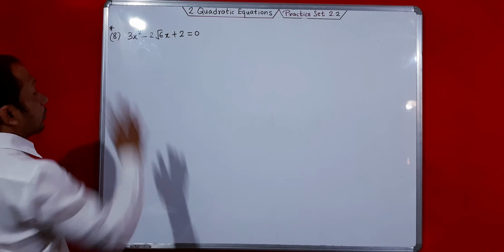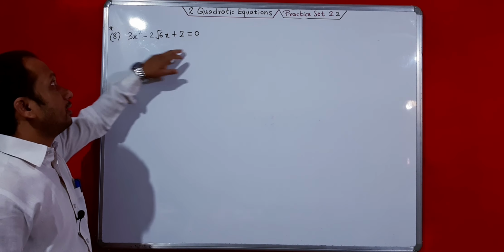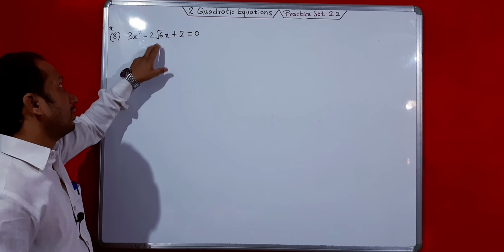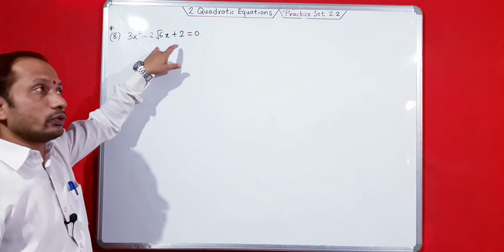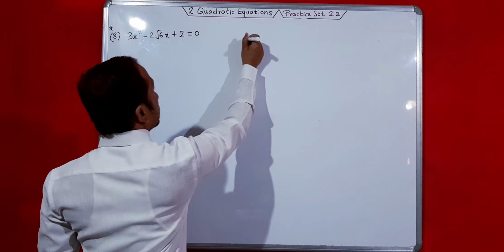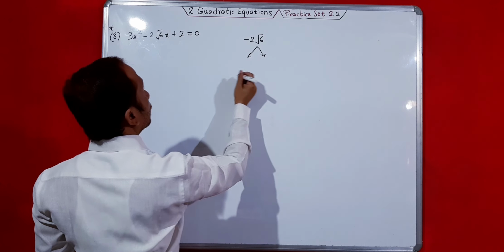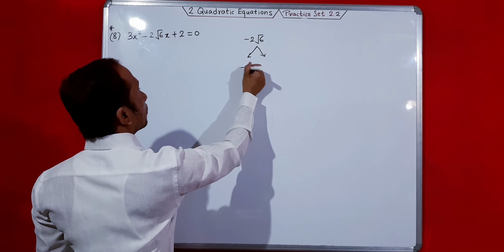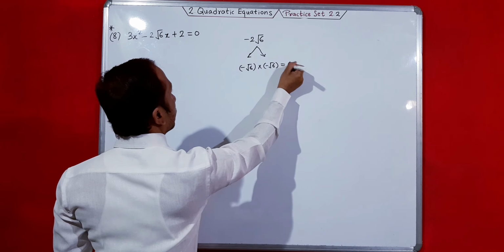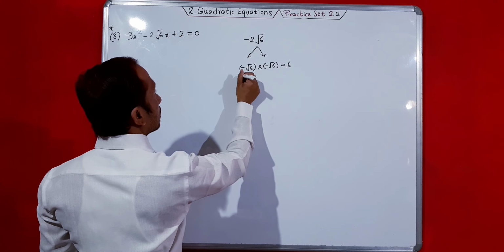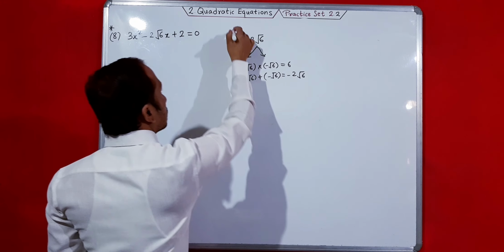In this problem, 3x square minus 2 into root 6x plus 2 is given. 3 into 2 is 6. So we want to do the factorization of this number in such a way that the product should be 6 and the addition should be minus 2 into root 6. So we have to factorize this number minus 2 root 6 in such a way that the product should be plus 6. So minus root 6 into minus root 6, if you do this, you will get plus 6, and minus root 6 plus minus root 6 will give you minus 2 root 6. So these are the factors.